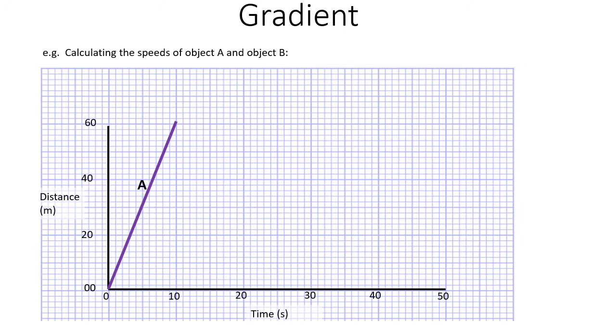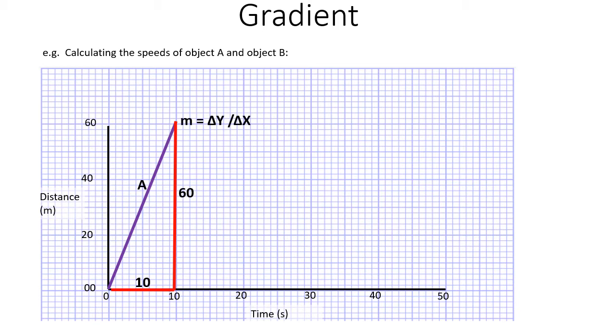Let's look at an example of how we can work out the speed of an object from its gradient. Here we can see the line for object A. If we pick 2 points along this line, we can create a right-angled triangle. We can now measure the height of the triangle, which we can see is 60 meters. And we can measure the width of the triangle, which we see is 10 seconds.